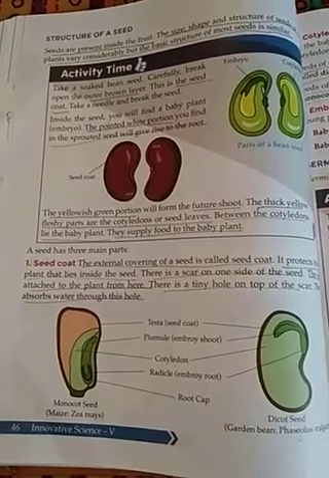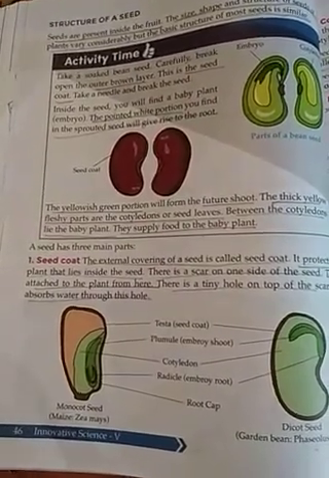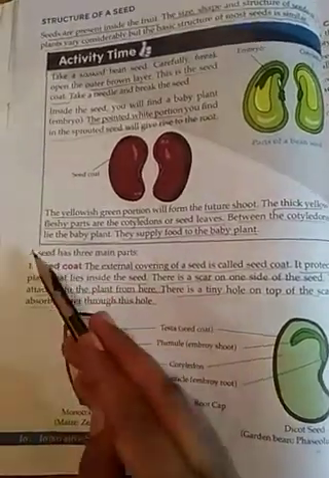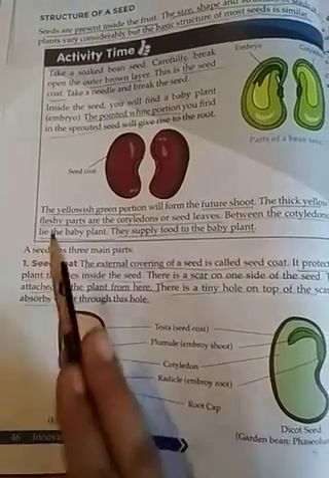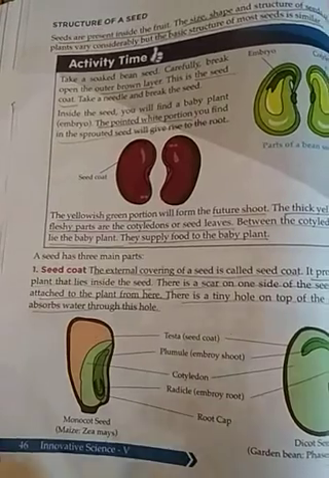So this sexual means of reproduction happens through the seed. The seed has basically three parts. The first part is the seed coat, the second part is the seed leaves, and the third part is the embryo, or the baby plant. So what is the seed coat?